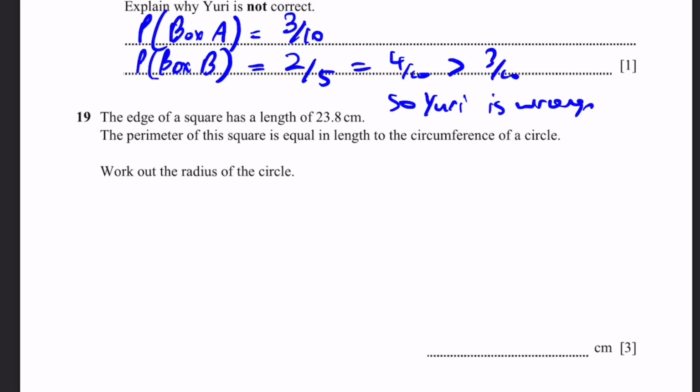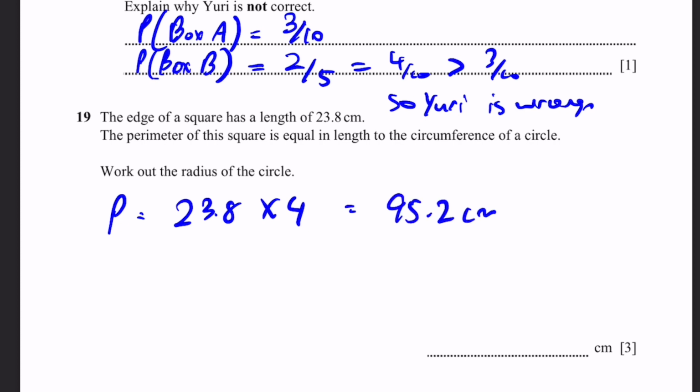Question 19. The edge of a square has length 23.8 centimeters. The perimeter is equal in length to the circumference of a circle. Work out the radius of the circle. So the perimeter, P, is equal to 23.8, the side length, times 4, because there are 4 sides. And that will be, if we did it correctly, 95.2 centimeters.